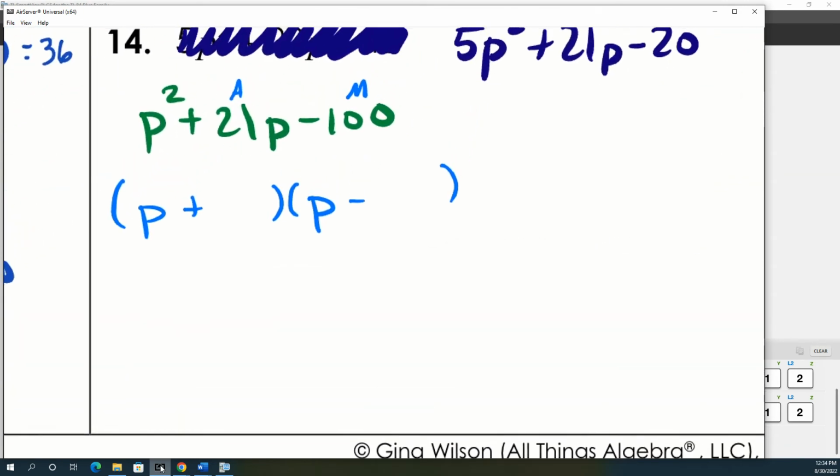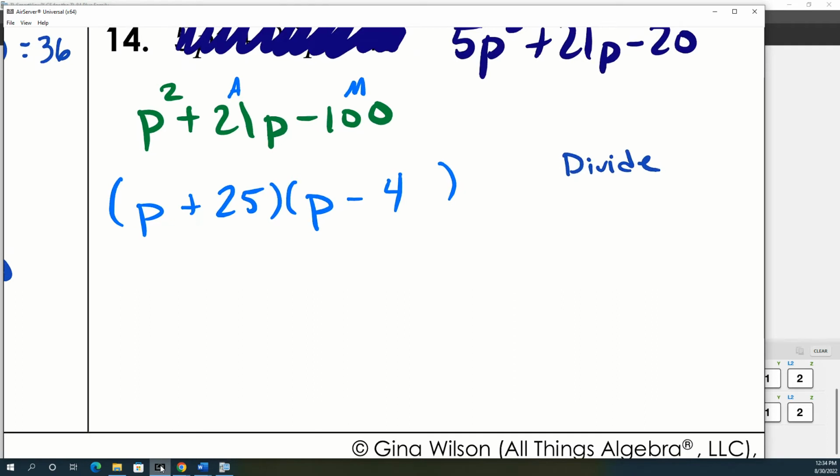Now we want to get positive 21, so which one of those needs to be positive? 25. If we want to get positive, the bigger one needs to be positive. If we want to get negative, the bigger one needs to be negative. Okay? Yeah, I did it. Okay, you just said the wrong thing. It's fine. All right, then we're going to divide.